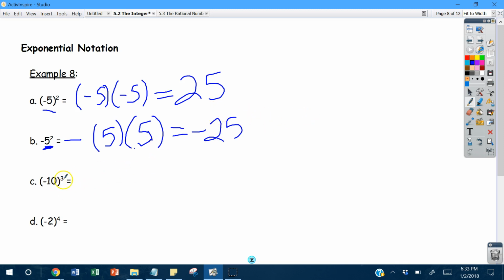Okay, here's an exponent. There's a 3 in here. We can say that's to the third power, negative 10 to the third power, or we could say it's cubed. It's another word like that. What this means is we're going to multiply negative 10 times itself for a grand total of 3 times.